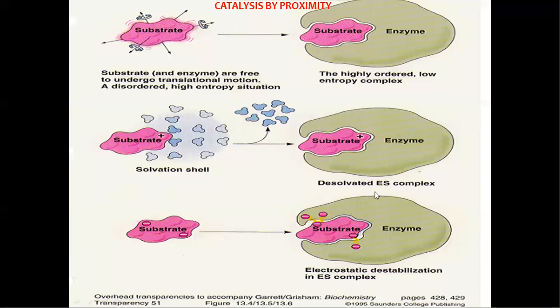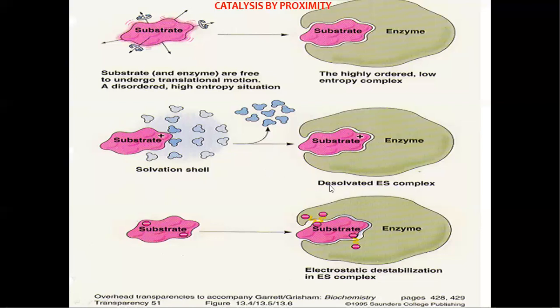In the desolvation process, water molecules will be removed. The water molecules which are present around the substrate molecules, as well as the water molecules present inside the active site. While attaching this substrate molecule to the active site of the enzyme, the water molecules will be removed. This process is called desolvation.